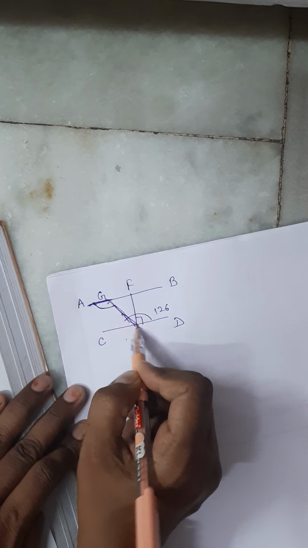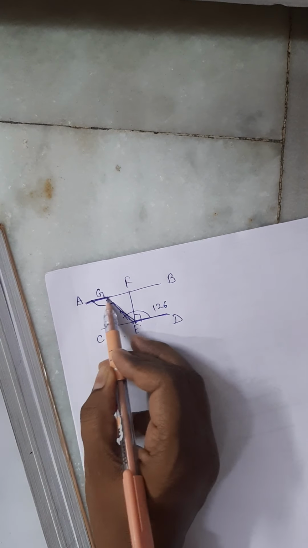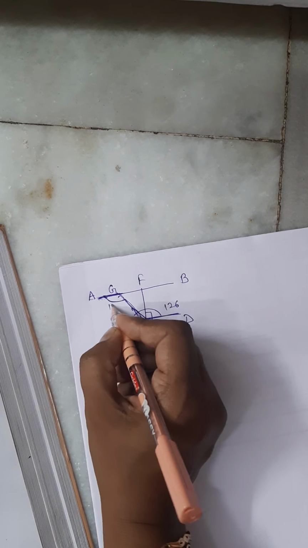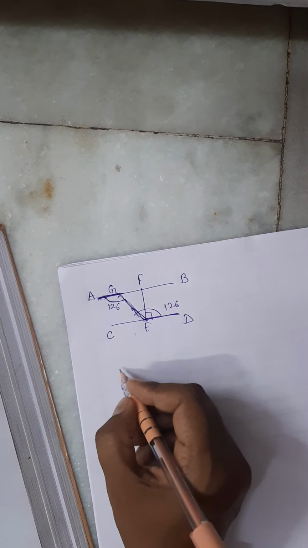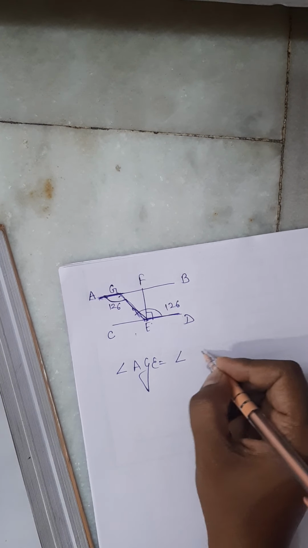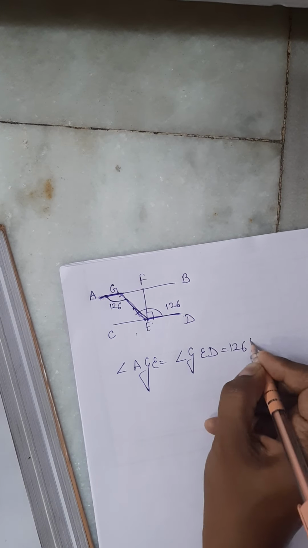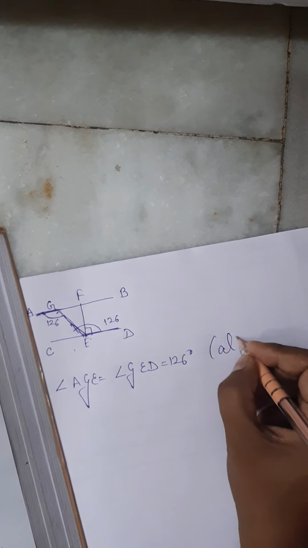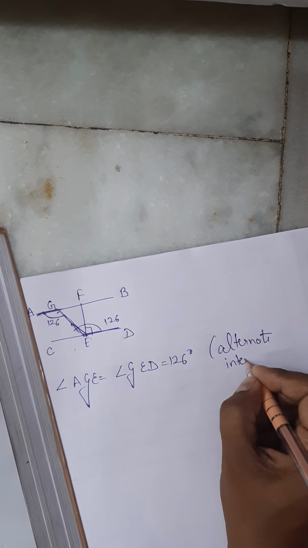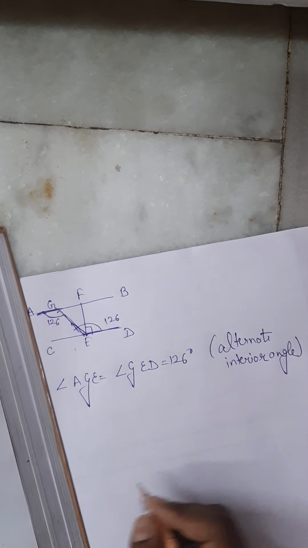Just see. Which type of angle is it forming? It is forming alternate angles. So this is 126, so this will also be 126. That means we can easily say that angle AGE is equal to angle GED, that is 126, because of the reason alternate angles, or you can say alternate interior angles. It's your choice. If you want to write the word interior, you can write. Otherwise, alternate angle is understood.